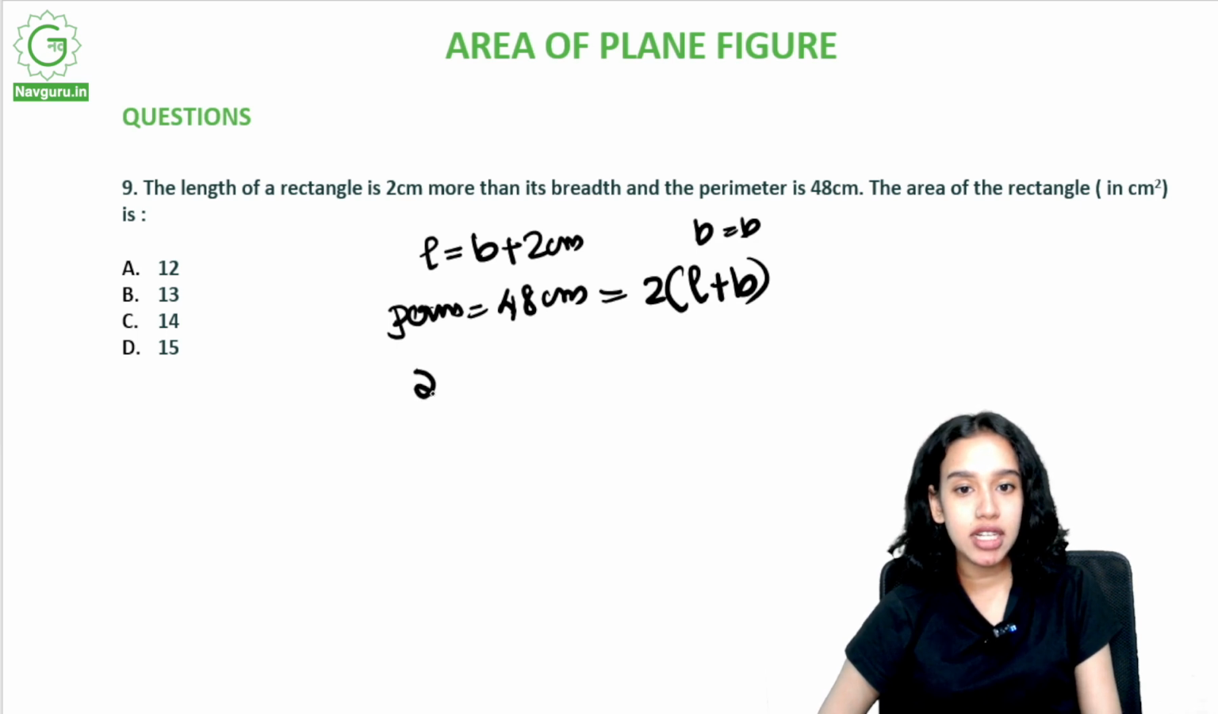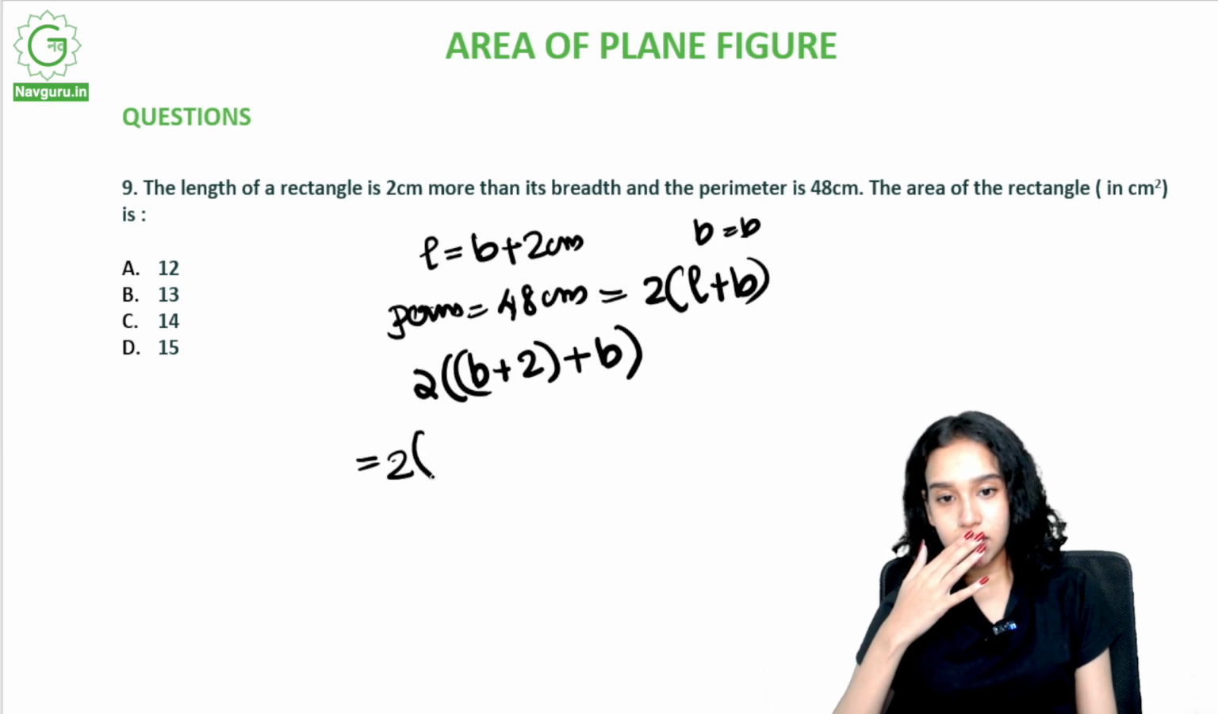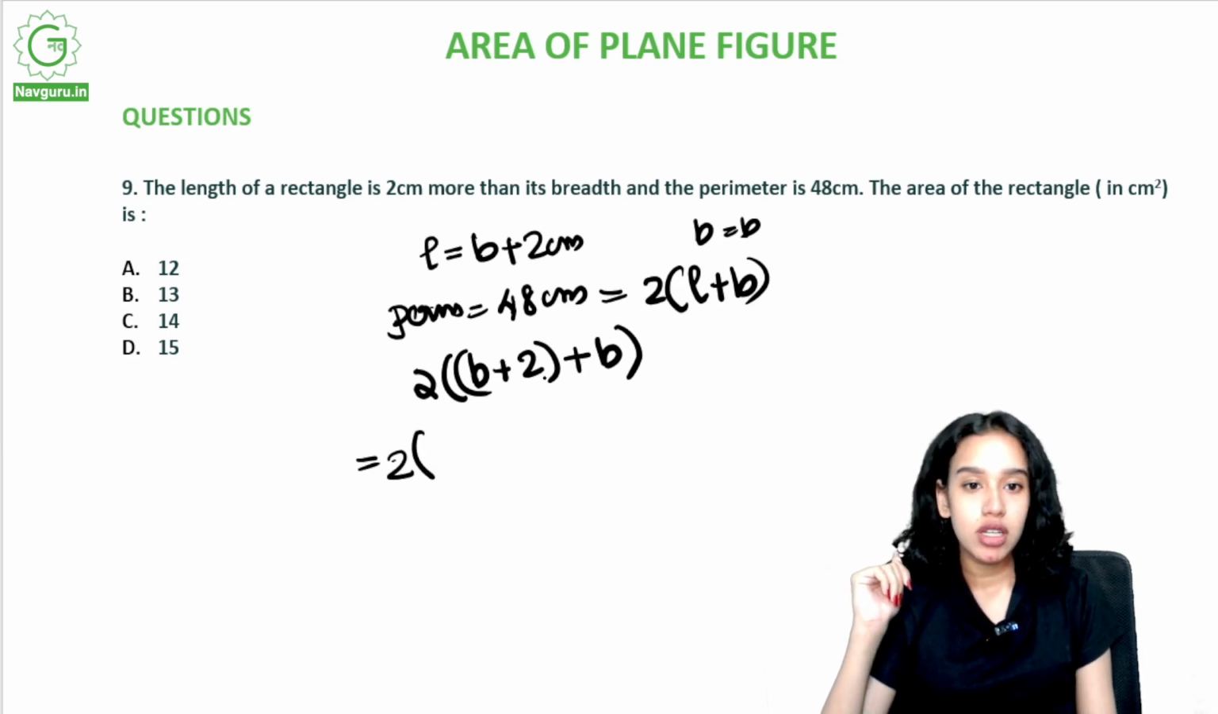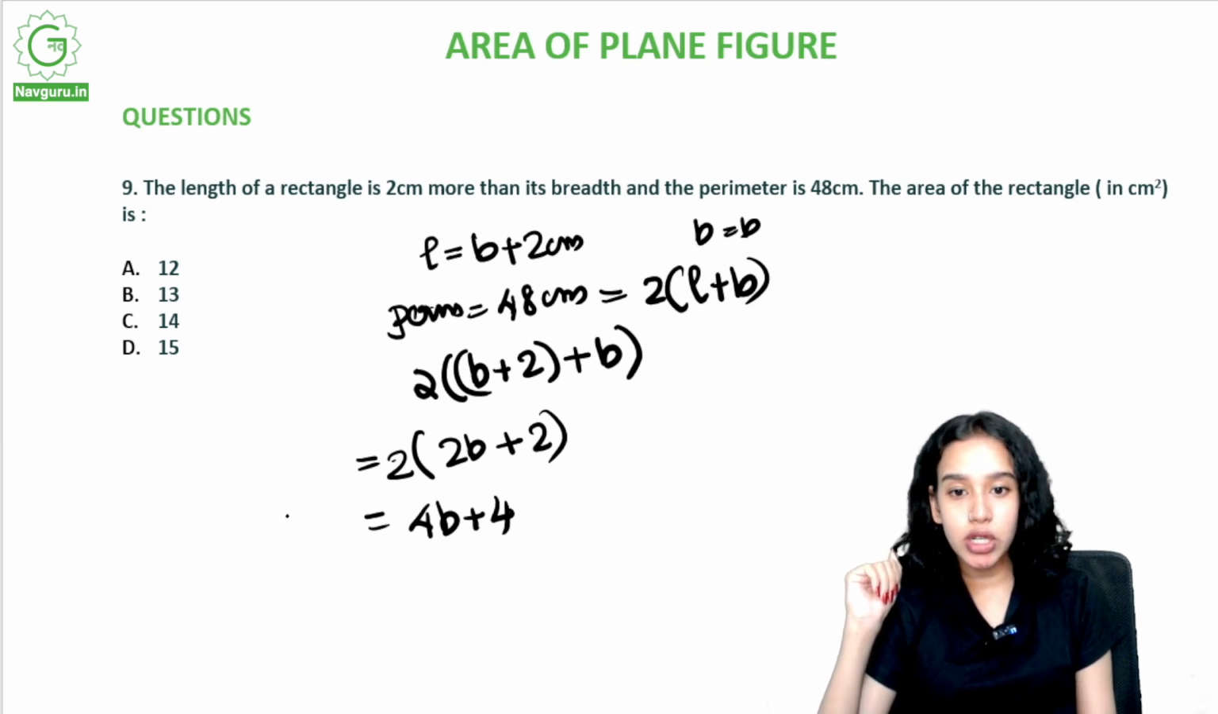Now what is l here? l is b plus 2 centimeters plus b would be here, right? This would be equal to 2 into b plus b is 2b plus 2, which is equal to 4b plus 4, right? Now perimeter is equal to 48.